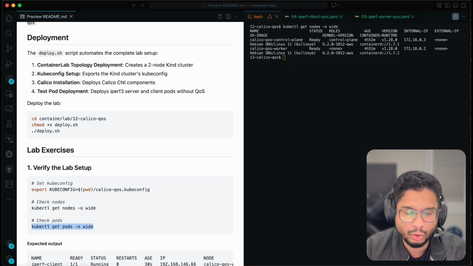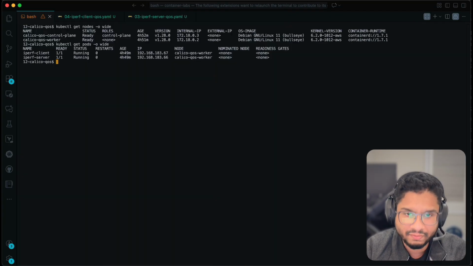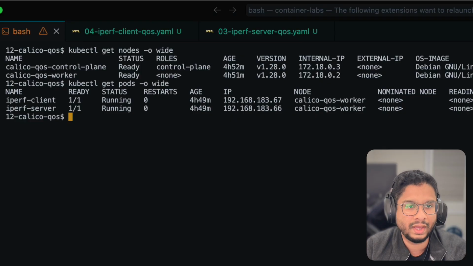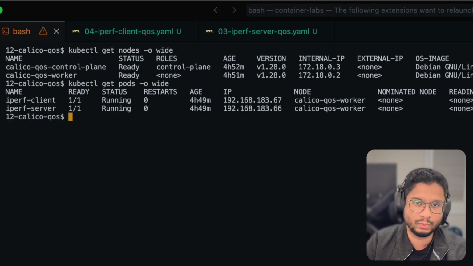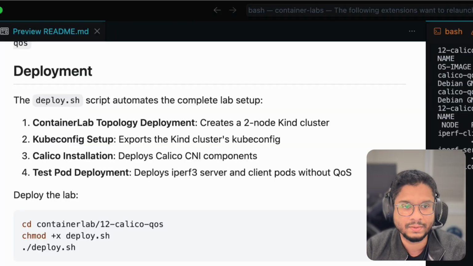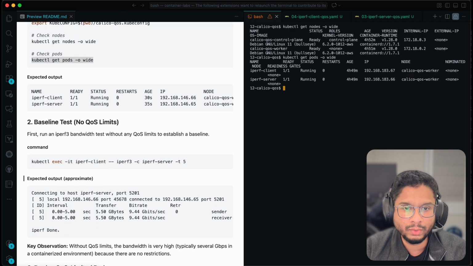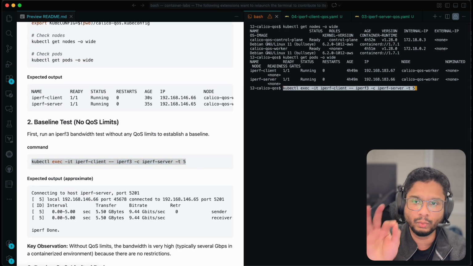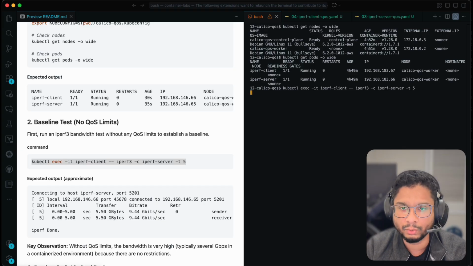And next, just do a kubectl get pods. You're going to find a couple of pods. We have an iPerf client and an iPerf server deployed in this cluster. And we will be using these workloads, these pods, to demonstrate quality of service. Now, what I'm going to do next is run a test without any QoS controls. So let's go ahead and do that.